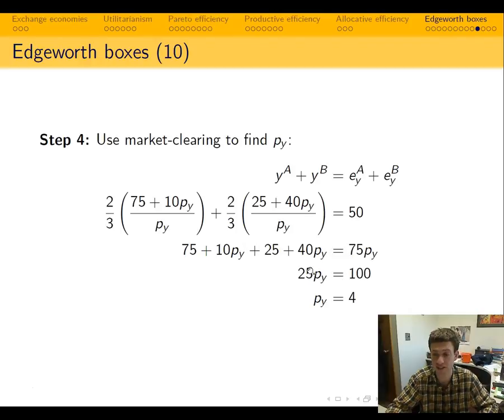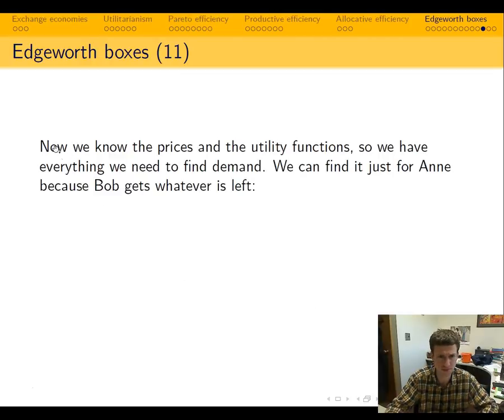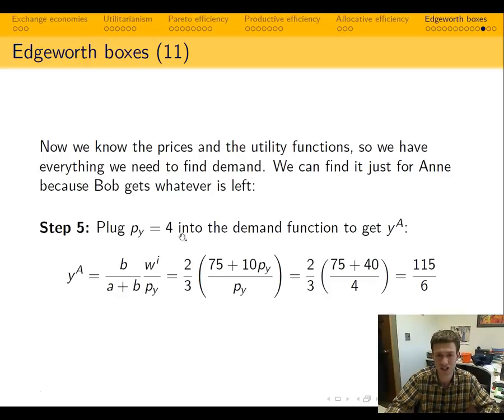So now we've worked out the price of Y in this market. It's 4. It's 4 times as valuable as X. Remember, PX was equal to 1. Now that we know the prices and the utility functions, we have everything we need to find demand. We can find it just for Ann because Bob gets whatever's left, right? If we're working out the optimal bundle, if we know it for one person, the other person is just getting the rest. So we just need to plug PY equals 4 into the demand function for Ann.